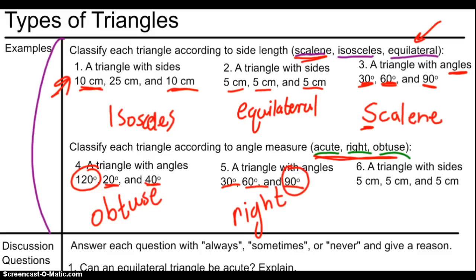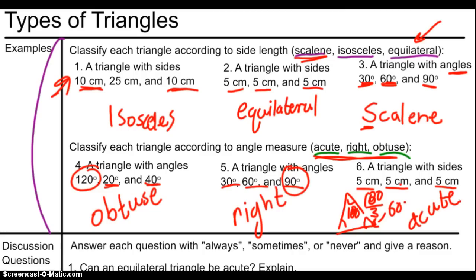And the last one, a triangle with sides 5, 5, and 5. Well, this doesn't tell us anything about the angles, except, hey, wait, 5, 5, and 5, that's an equilateral triangle, and equilateral triangles are also equiangular. We know there's 180 degrees in all of those angles, so 180 divided by 3, that means each of these are 60 degrees, and that is an acute triangle.